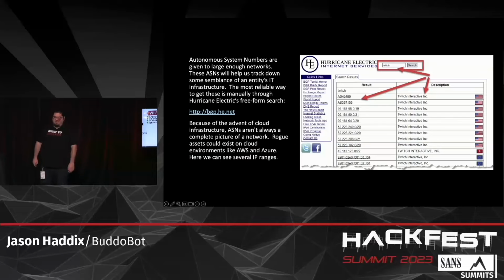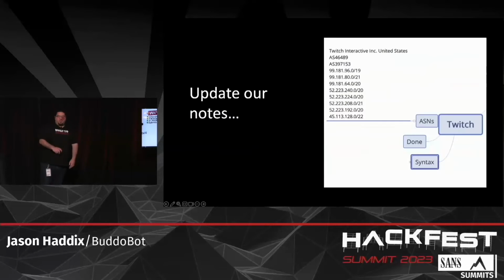AS46489 and AS307153. Now, when you drill down into this, you'll get their IP addresses. So you'll drill down into that page, and then eventually in my notes, I'll just put, okay, here are the IP addresses that are owned infrastructure for this company.